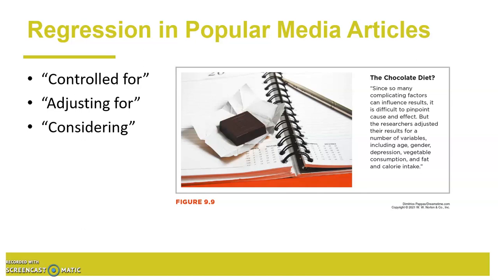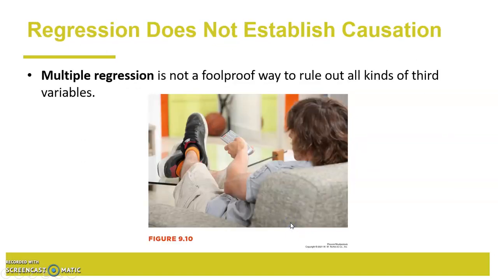And you'll see these words in the popular press to describe multiple regression: controlled for, adjusted for, or when considering other factors such as age, gender, depression, etc. Here's just an example from a study on chocolate and BMI. Now, controlling for these third variables in regression does allow you to control for those ones, but it can't control for ones that you don't measure, and there may be some that you're not considering.